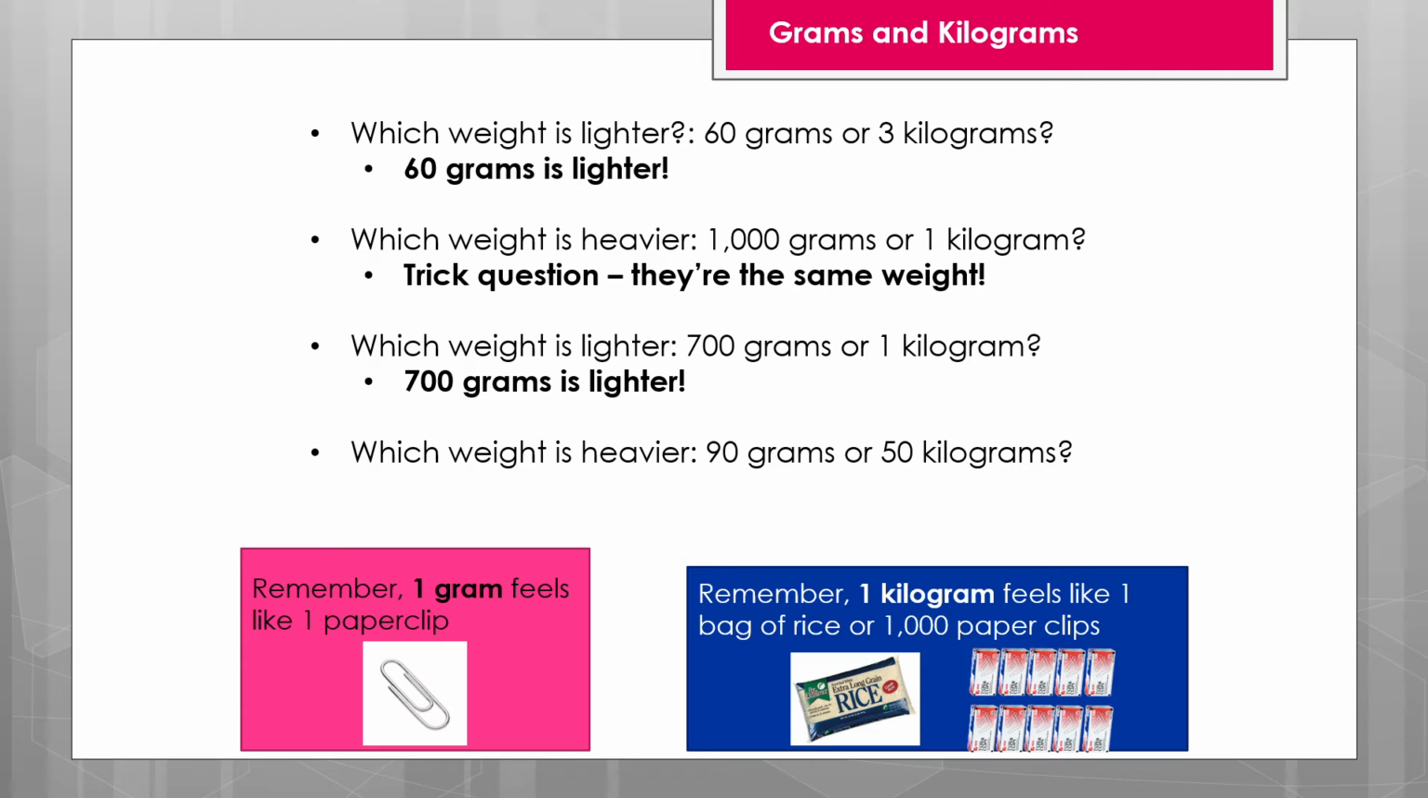Okay. Now, which weight is heavier, 90 grams or 50 kilograms? We would have to convert this. In the unit kilograms, there's 50 kilograms. We often think there's only one number in kilograms, but this one is 50 kilograms. So when we convert it to grams, it would be 50,000 grams. So do you think that 90 grams is heavier or 50,000 grams is heavier? Of course, 50 kilograms is heavier.